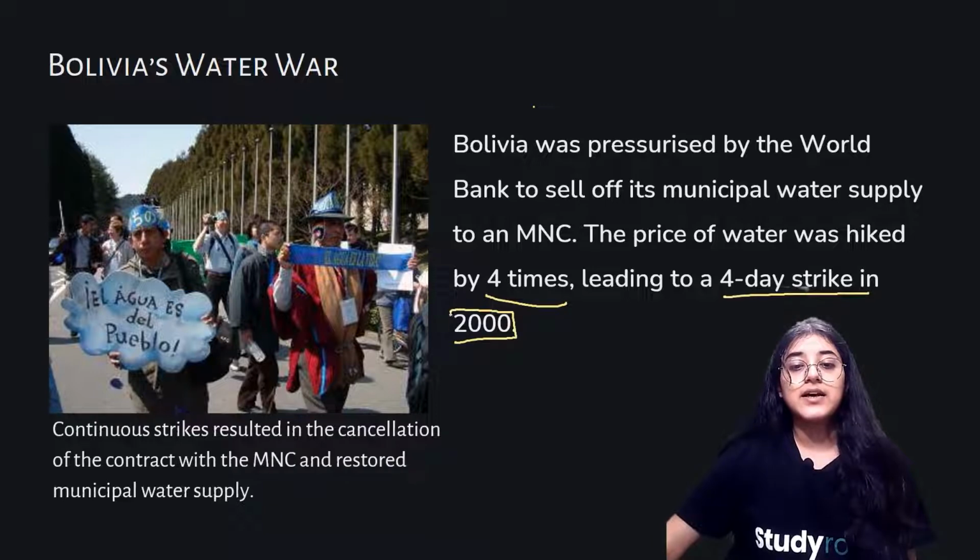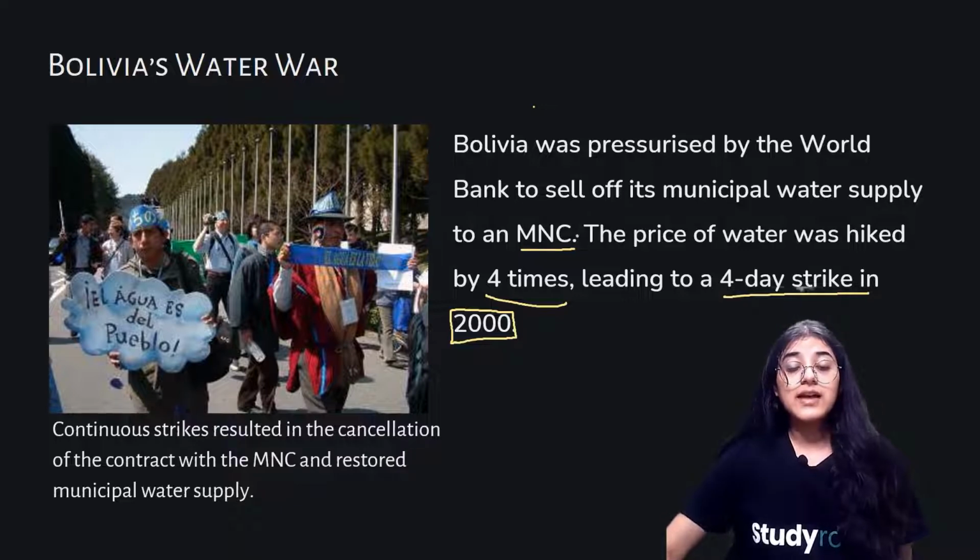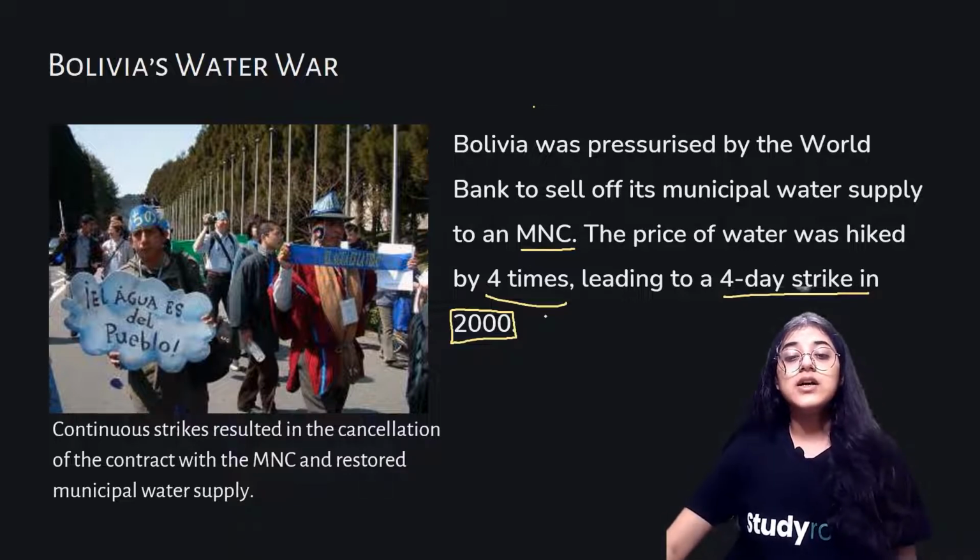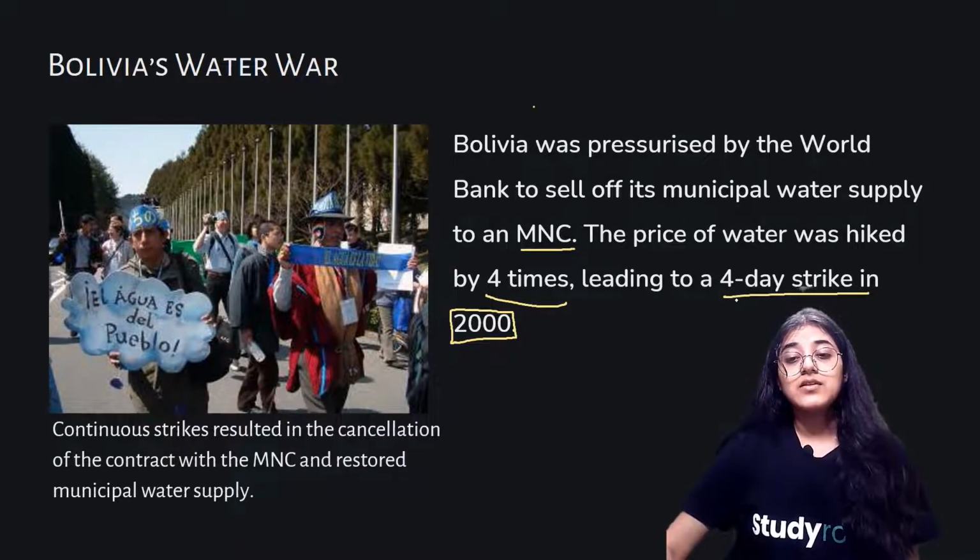This was happening because of the water war between the municipal water supply MNCs and the people. Bolivia was a very poor country in Latin America, and the World Bank pressurized them to sell off their municipal water supply to the MNCs. The MNCs raised the water bill around 4 times, and most of the people were not able to afford it, which led to a 4-day strike in 2000.